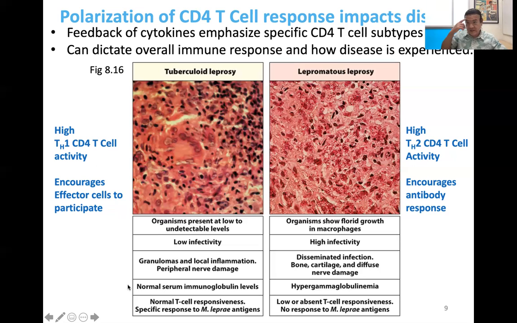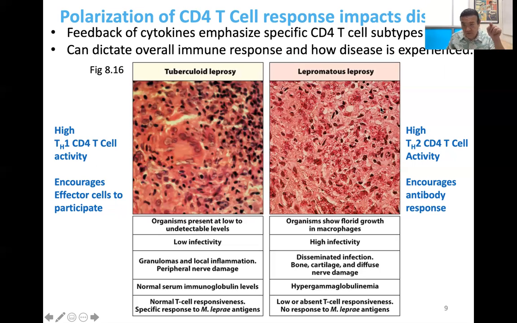Importantly, think about this, right? Do you think you would find a sudden boost in antibodies at all? No, probably not, because antibodies can't get inside of your body cells to fight. So in this case, your immune system says, yeah, there's no use making extra antibodies, so we're not going to waste time with that. People who present with tuberculoid leprosy have normal serum levels of immunoglobulins, and they have normal T cell responsiveness that are specifically responsive to the antigens coming from the Mycobacteria leprae bacteria. And so this encourages effector cells to participate in trying to contain the disease.